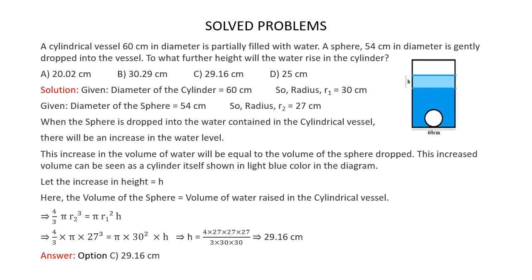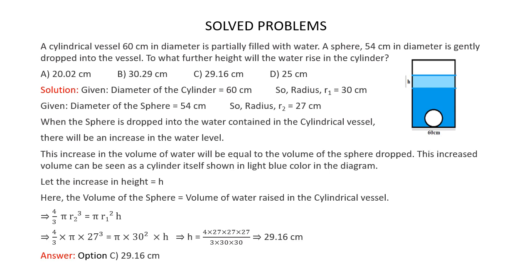Now we know that the volume of a sphere is equal to 4 by 3 multiplied by pi r cubed, and volume of a cylinder is equal to pi r squared h. So here volume of the sphere would be equal to 4 by 3 multiplied by pi R2 cubed, and volume of water raised in the cylindrical vessel would be equal to pi R1 squared h. Now we know the value of R2 is 27 centimeters. Value of R1 is 30 centimeters.